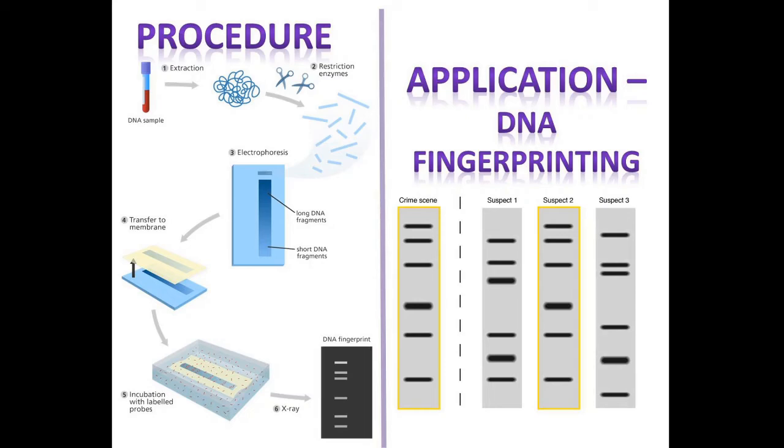Presented here is an example of how RFLP DNA fingerprinting can be used for criminal investigations. The lane on the left represents the RFLP banding pattern observed in the DNA sample retrieved from the crime scene. In the following lanes, the RFLP patterns of three suspects, namely suspect 1, 2, and 3, are presented. On careful observation, you notice that the banding pattern of suspect 2 is an exact match to the DNA found at the crime scene. Thus, suspect 2 is the most probable culprit here.